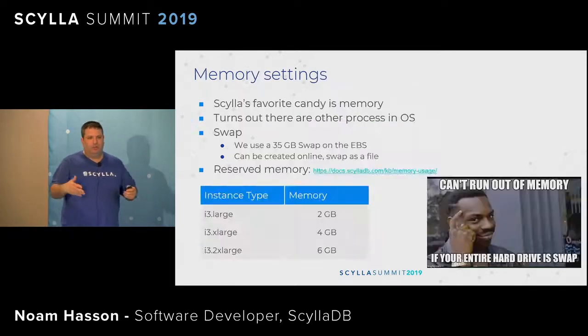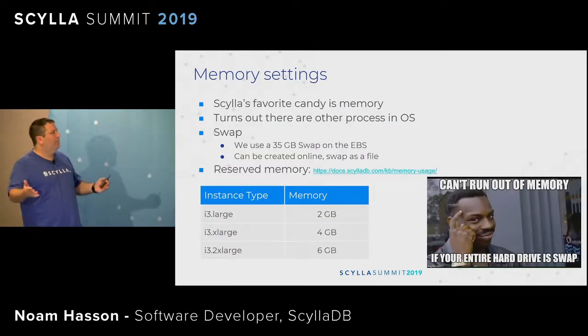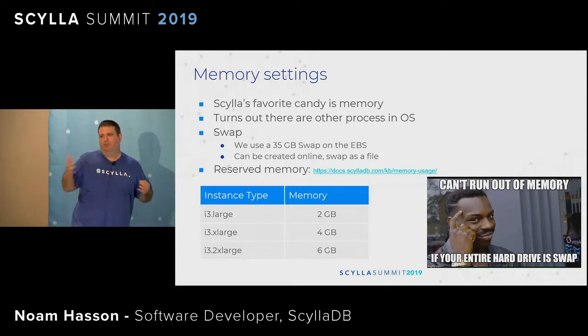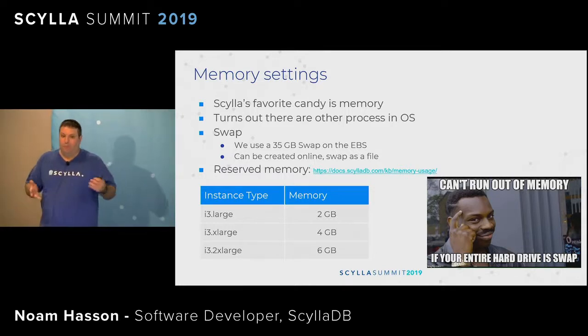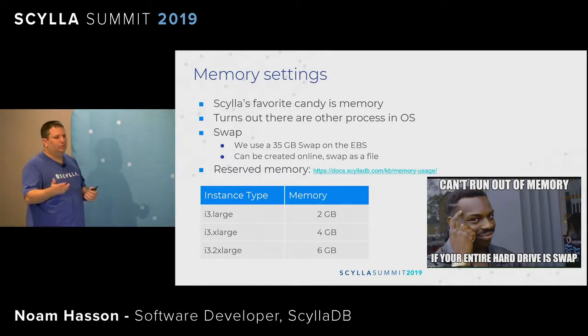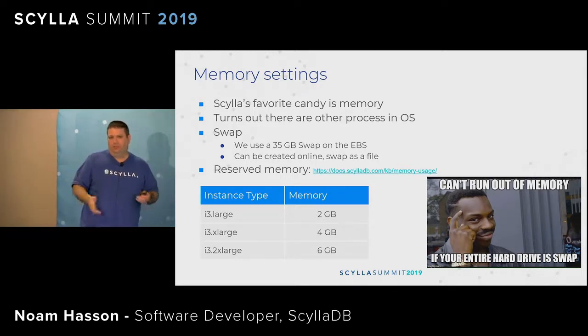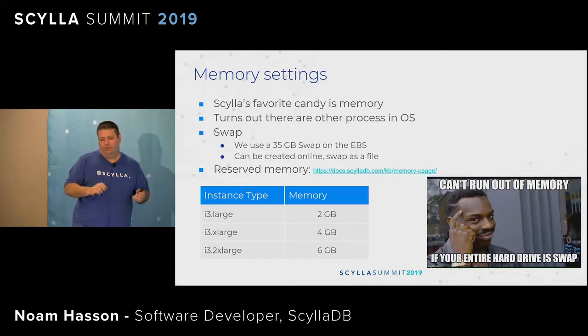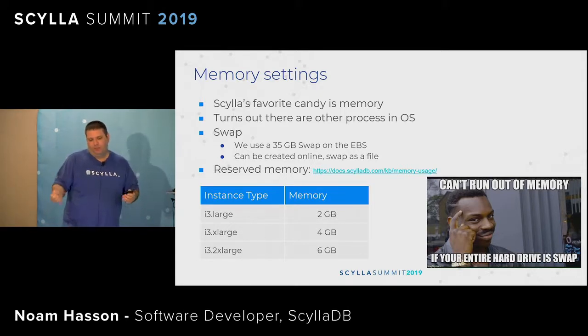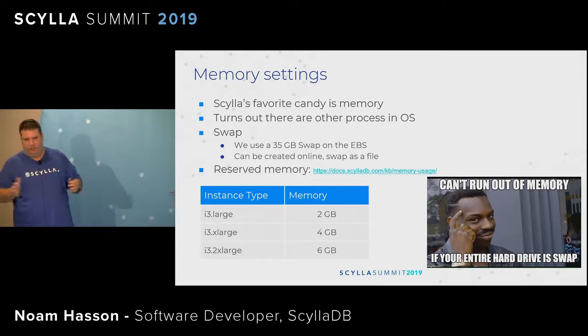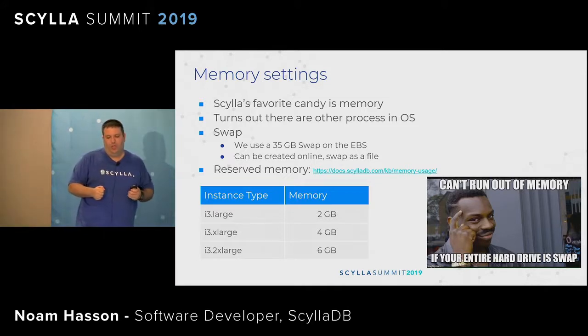Okay. Memory settings. So Scylla is a database. That means it loves memory. It wants as much memory as it can get. Unfortunately, it turns out there are other processes in the operating system that also need memory. So how did we try to solve it? First of all, we create a swap. We usually use a 35 gigabyte swap on the EBS. Don't create it on the data volume. It's just easier because it kind of fits all the machines that we use in the i3 family.